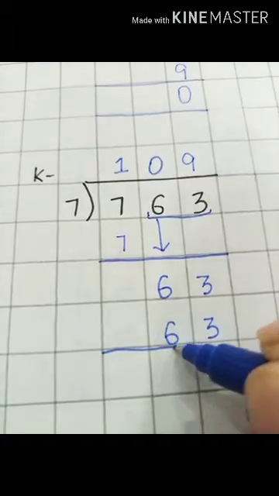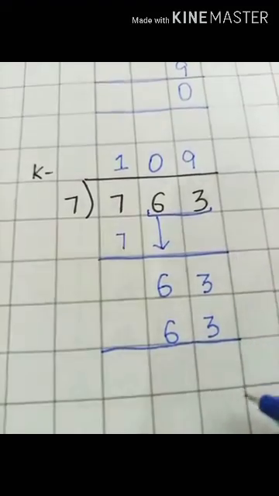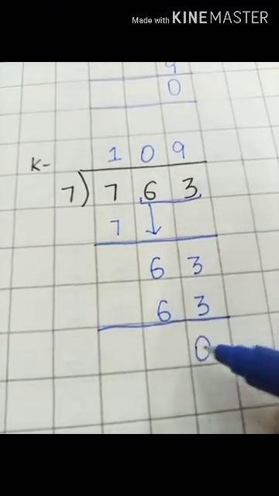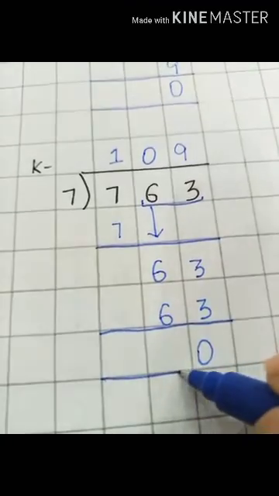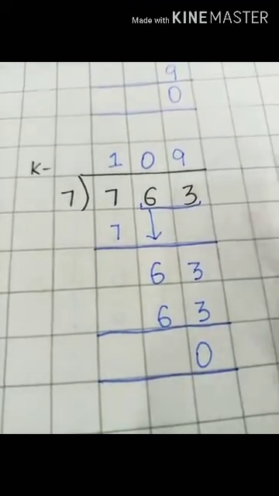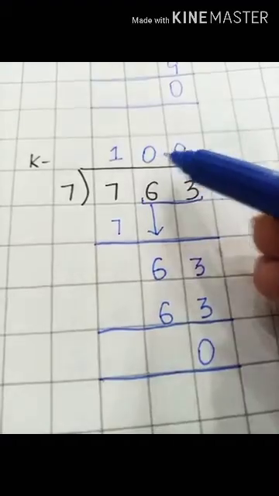Now students, next step is subtraction. 63 minus 63 is 0. Our remainder is 0, which means that we have completed our division and our quotient is 109. Next is the part L.